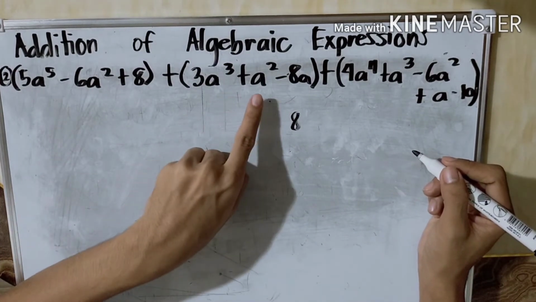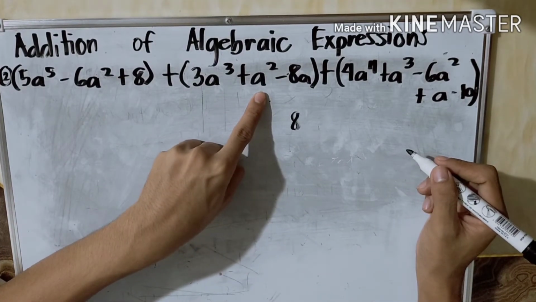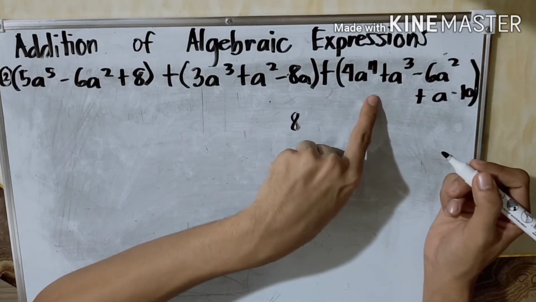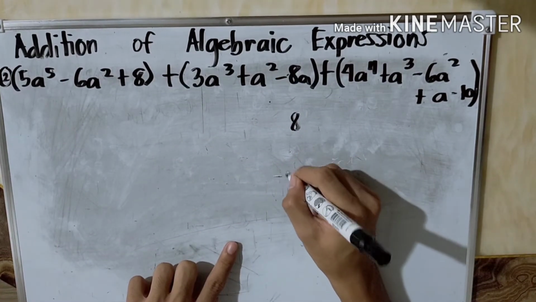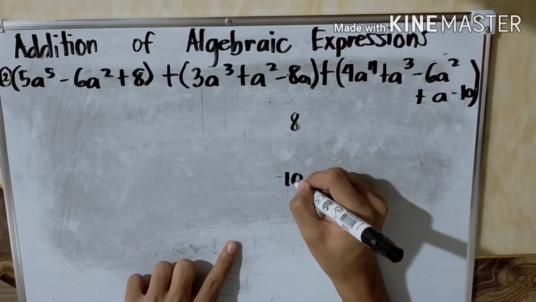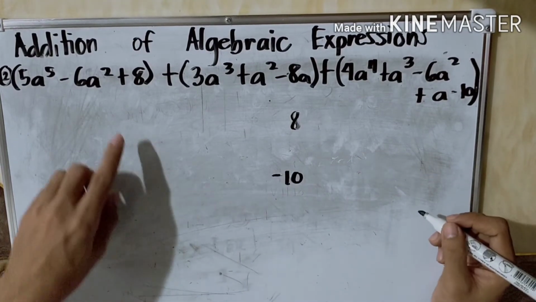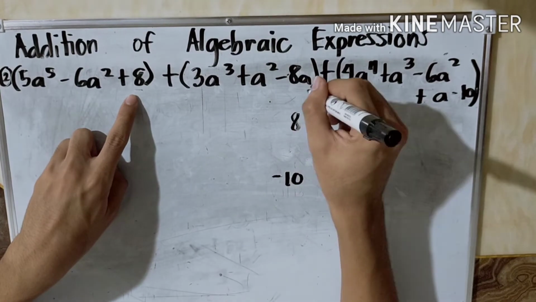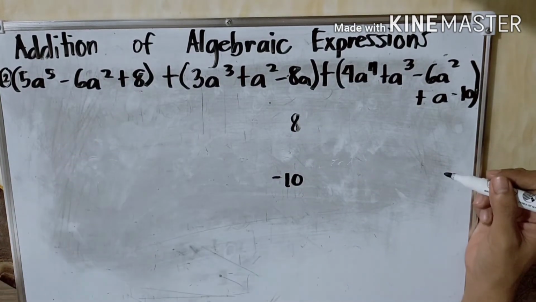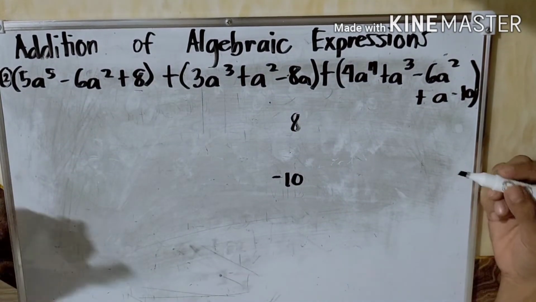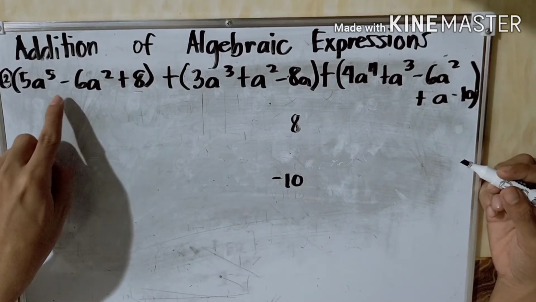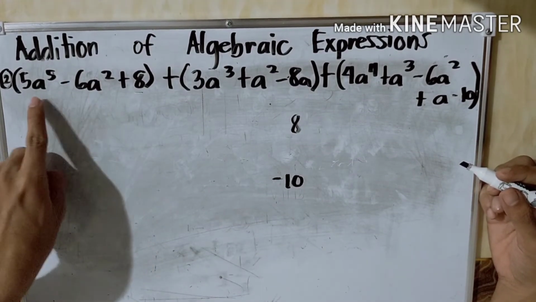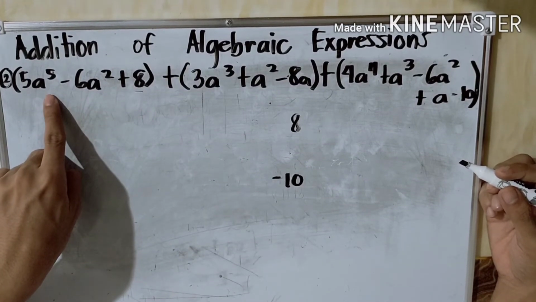Naka-arrange naman. May constant ba dito? Sa second term? Wala. Sa ating third term, may constant? Okay, may constant tayo which is 10. Next, okay na tayo sa constant. After ng constant, ang sunod dyan is yung term na merong 1 exponent. Sa ating unang term, wala. Okay, yung a lamang wala.